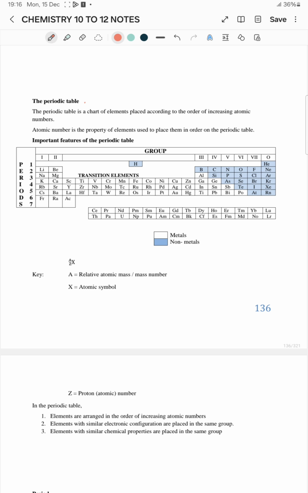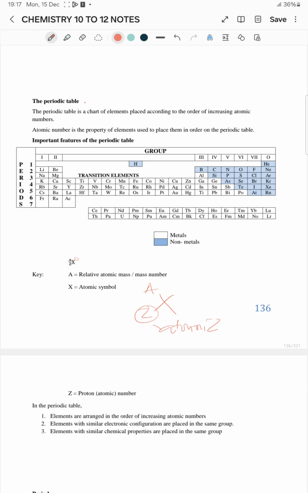So we are saying that this is a chart of elements placed according to the order of increasing atomic numbers. And from your grade 10 work, you learned that the atomic number is the number of protons found in the nucleus of an atom. That one we know. If we say this is X, then we have A, then we have Z. This is the atomic number. So the elements are placed in the order of increasing atomic number. Okay? That's what they are saying.